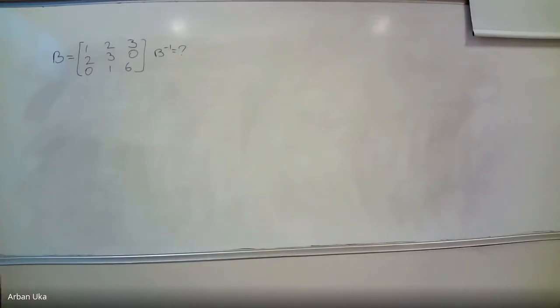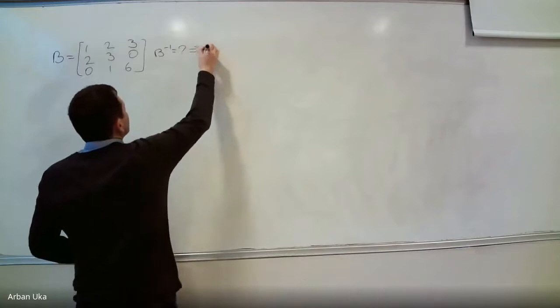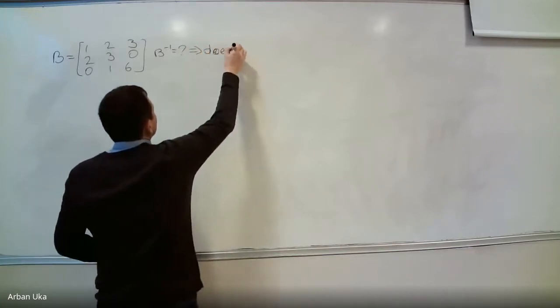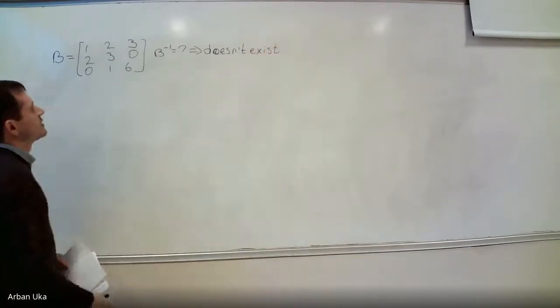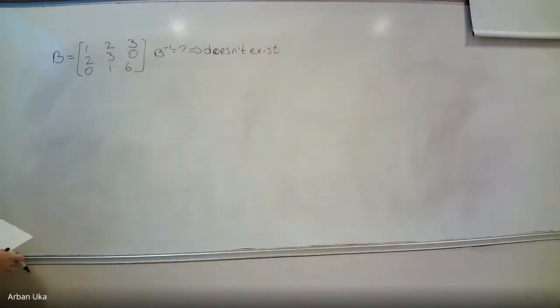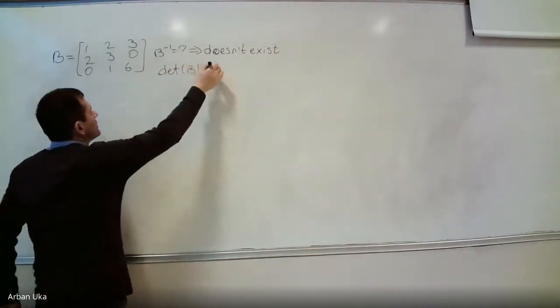Can you find first what is the determinant of B? What can you say about the determinant of B? 0. So what is B inverse? Apparently it does not exist. Okay, B inverse does not exist, you cannot find it, because the determinant of B is 0.